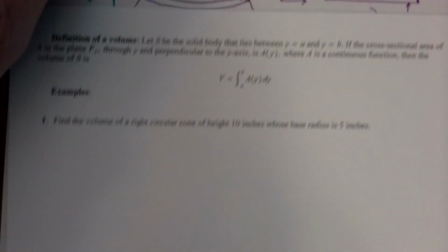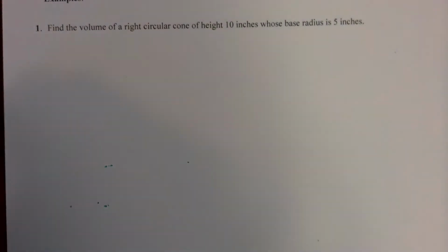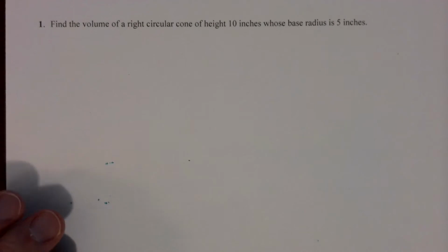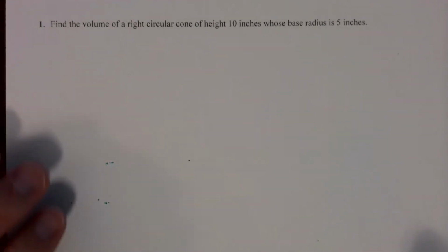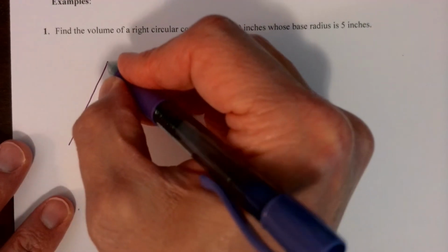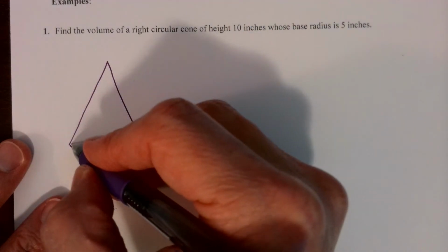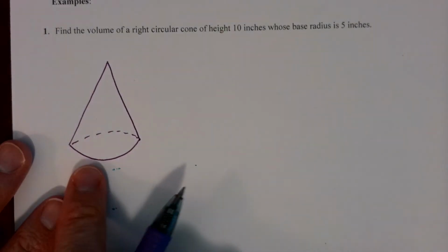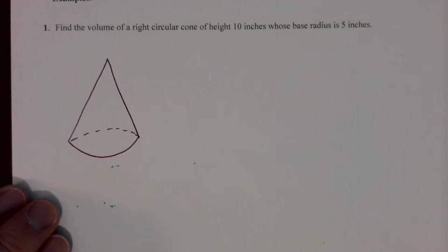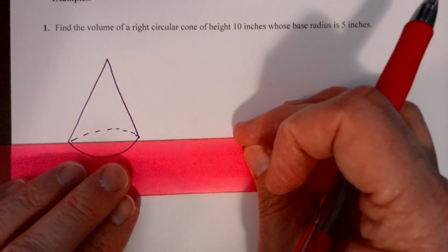So let's take a look at an example of this, and we'll find the volume of a right circular cone of height 10 inches whose base radius is 5 inches. Now, some of you might know there is actually a formula for a right circular cone, but we're going to derive this. So a cone looks something like this, like an ice cream cone, except I'm going to make it an inverted ice cream cone, so the point's at the top just for ease of calculating the volume of this.